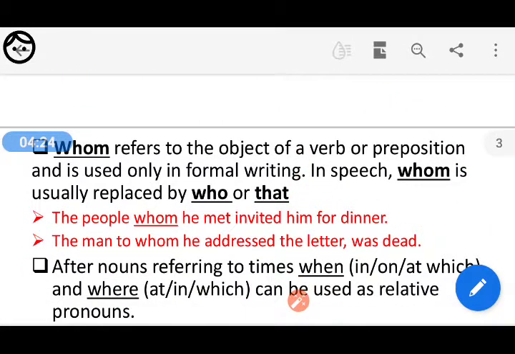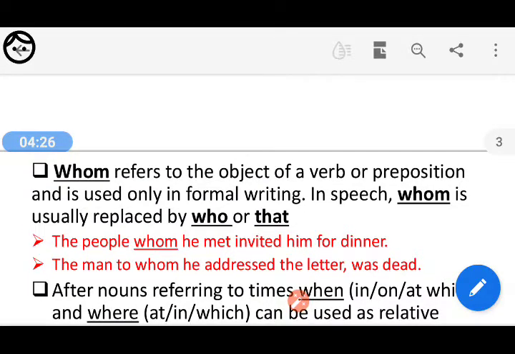Now as far as whom is concerned, it refers to the object of a verb or preposition and is used only in formal writing. In speech, whom is usually replaced by who or that. Whom refers to the object of a verb or preposition, and it is used only in formal writing. In speeches, we don't use whom. In speeches, we use who or that.